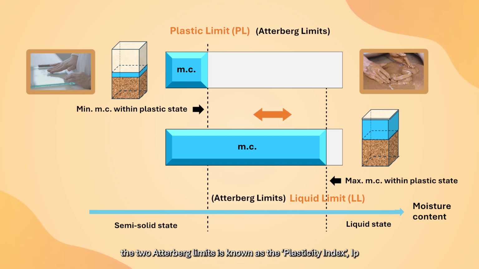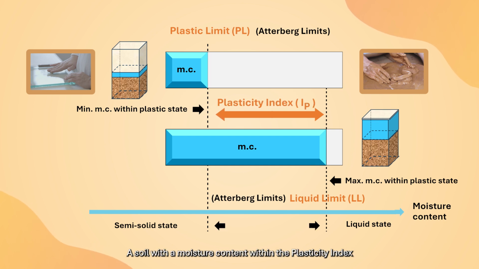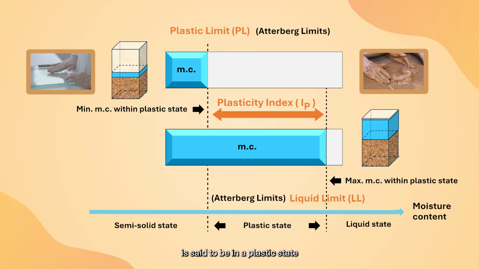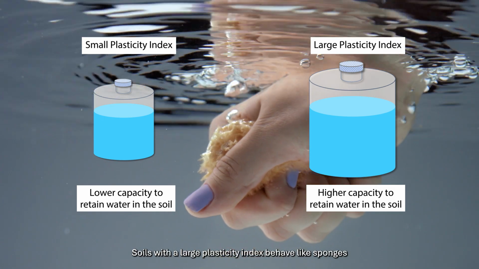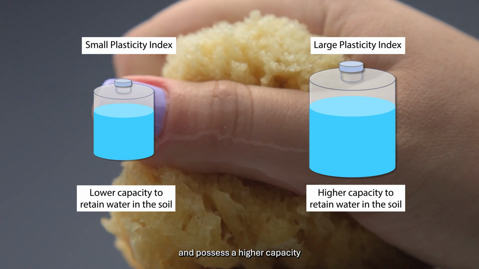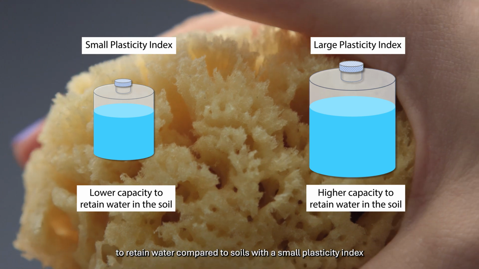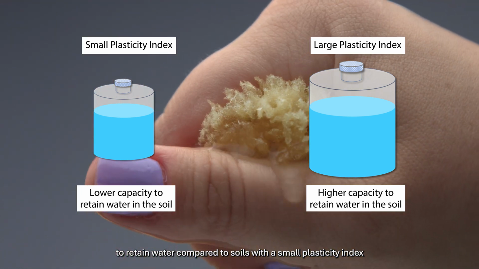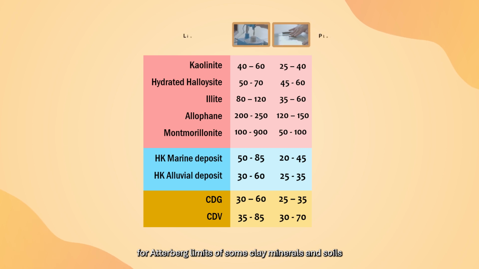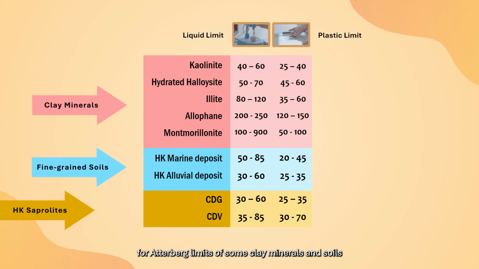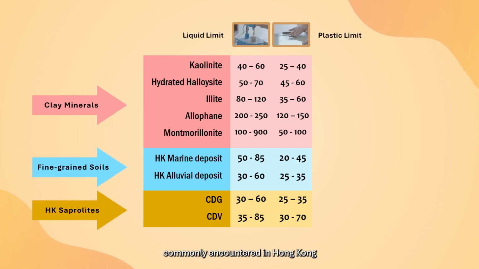The difference between the two Atterberg limits is known as the plasticity index. A soil with a moisture content within the plasticity index is said to be in a plastic state. Soils with a large plasticity index behave like sponges and possess a high capacity to retain water compared to soils with a small plasticity index. The table here shows typical ranges for Atterberg limits of some clay minerals and soils commonly encountered in Hong Kong.